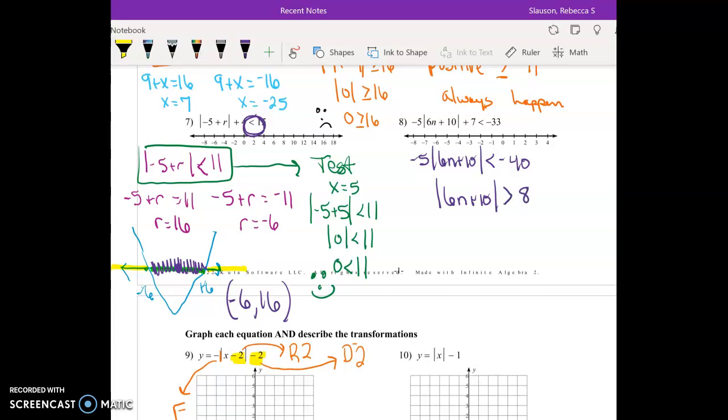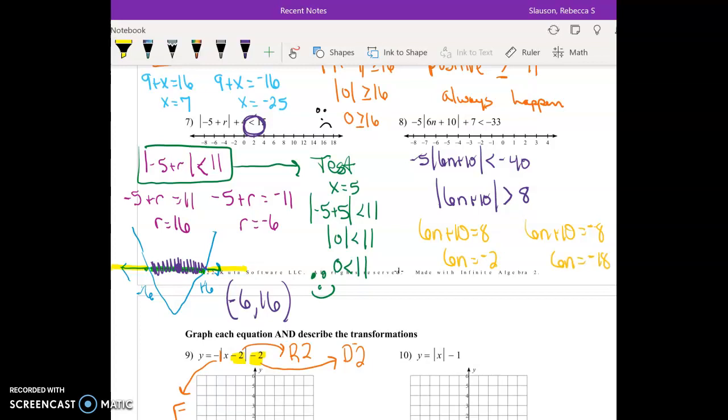And now, again, it doesn't matter how much or how little is in the bars, I'm going to make two equations. So one of them is 6n plus 10 equaling 8. And then 6n plus 10 equaling negative 8. You can't really see the negative. All right, both sets of problems, I'm going to subtract 10. So in one of them I get negative 2. In the other one I get negative 18.